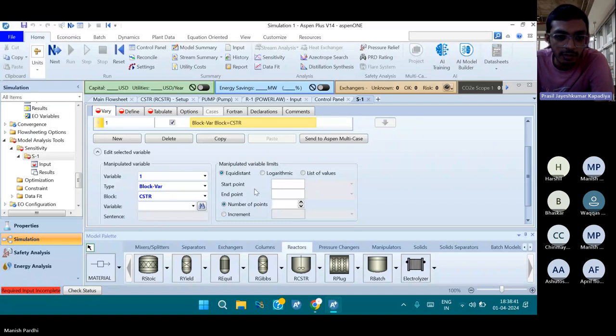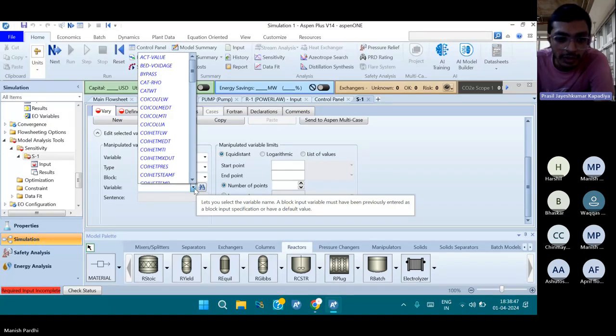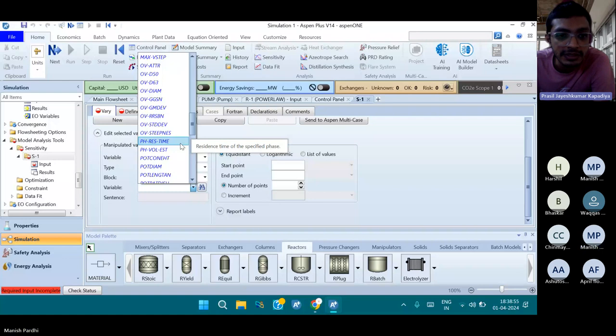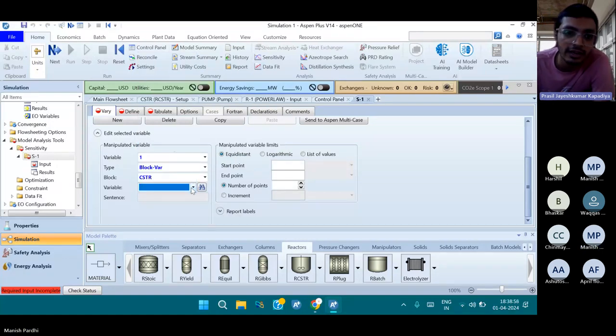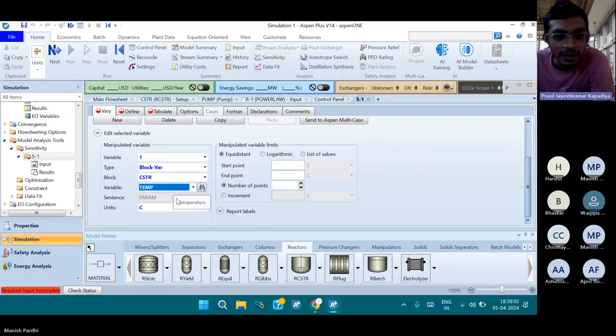Which block? The reactor block. Which variable? What do you want to do, temperature or pressure? Okay, let's do pressure. Are you doing pressure? Yes. So let's do temperature. He will tell us the results of pressure and we will tell him the results of temperature. Okay, let's do temperature. Change the unit to Fahrenheit.